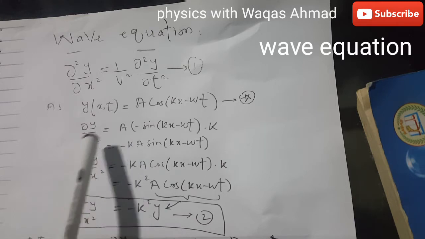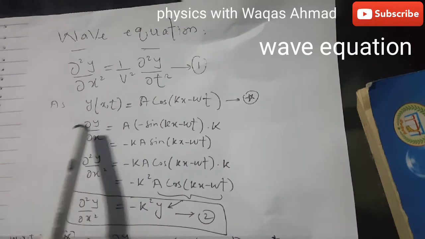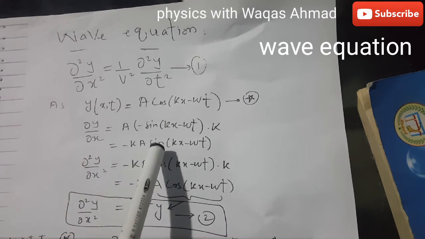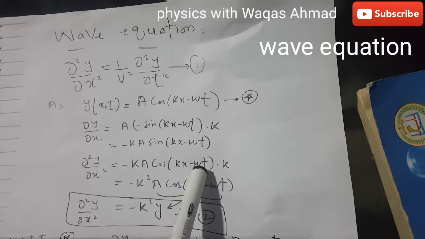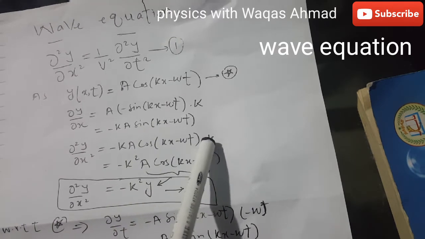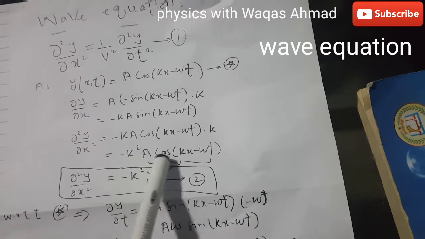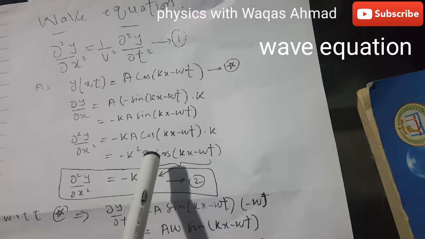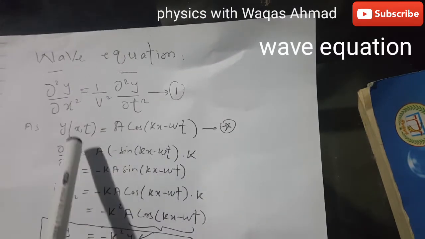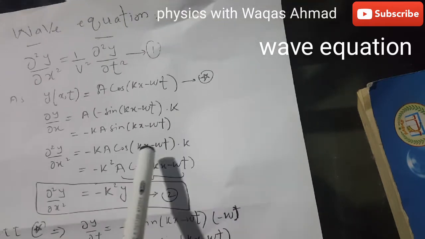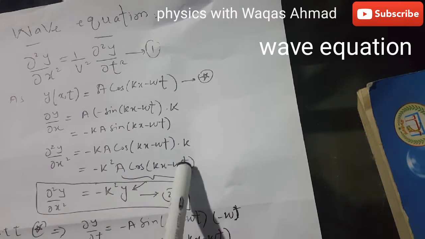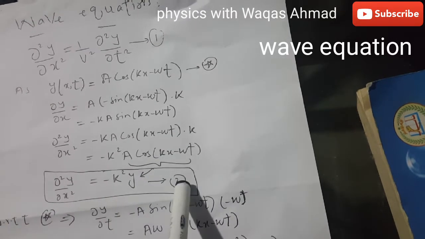Now by differentiating again, it becomes ∂²y/∂x², and the derivative of sine becomes cos(kx - ωt), and again the derivative of the inner function becomes k. So k multiplied by k becomes k²a cos(kx - ωt). Now as we know that a cos(kx - ωt) is equal to y, we can replace it by y, so it becomes equation 2.